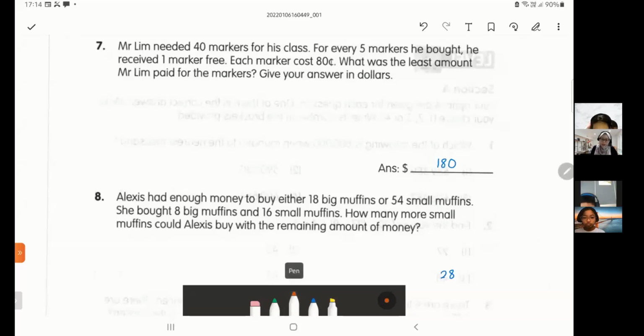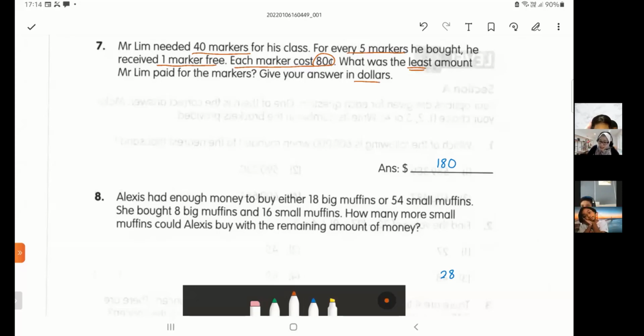Mr. Lim needed 40 markers for his class. For every 5 markers he bought, he received 1 marker for free. Each marker cost 80 cents. What is the least amount Mr. Lim paid for the markers? Give your answer in dollars. Okay, means I don't want it to be in cents. You have to convert it to dollars.